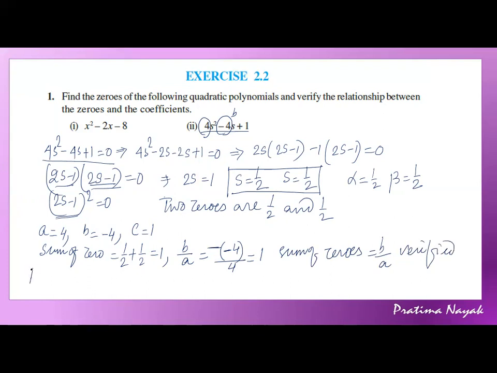Next I'll go for product. Product of zeros is equal to 1 by 2 into 1 by 2, that is 1 by 4. Next write c by a. C is 1, A is 4. So then write product of zeros is c by a, verified.